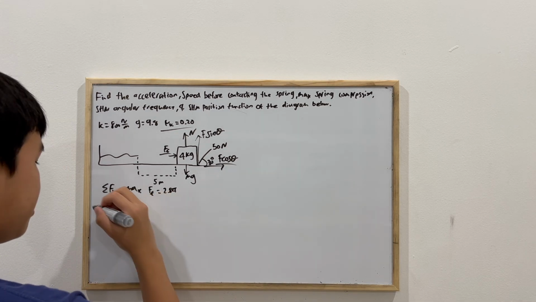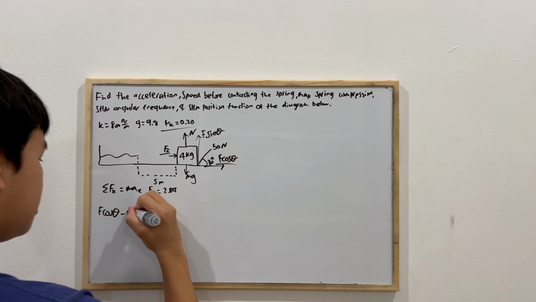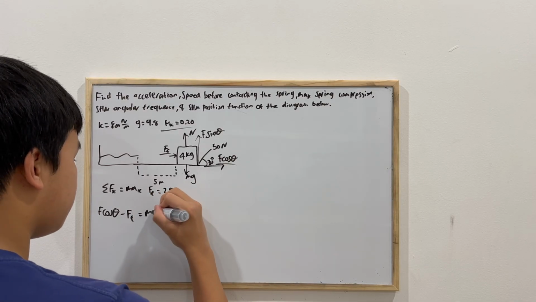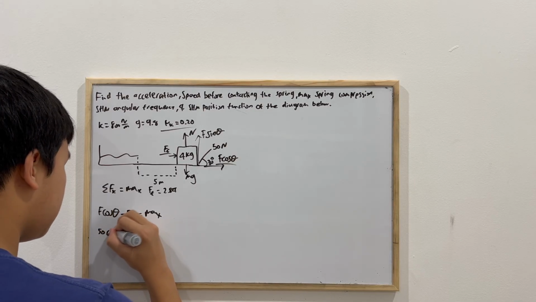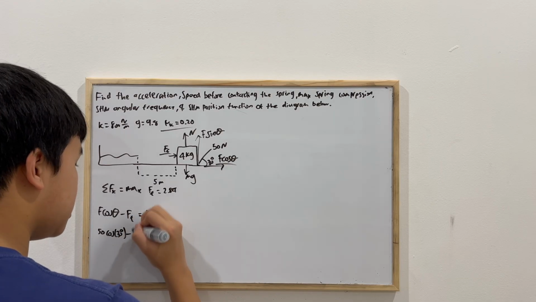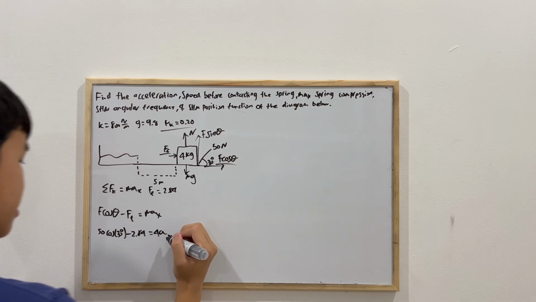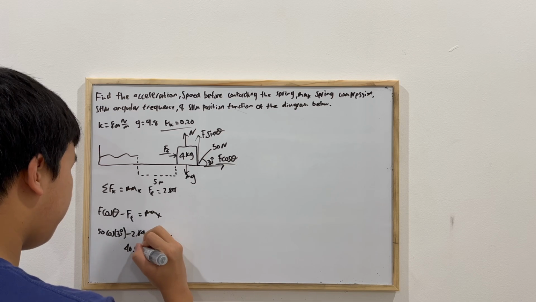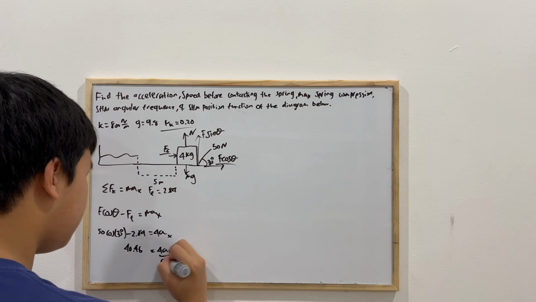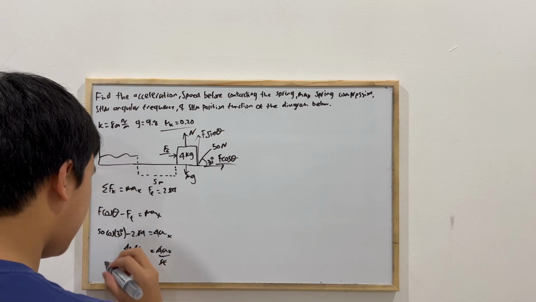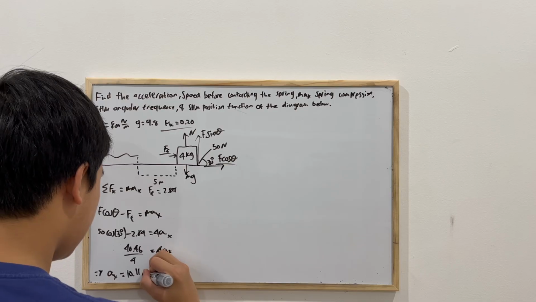Finding the acceleration is simple from here, because we have a net horizontal force of F cos theta minus the force of friction, because it's opposing, equals ma. So 50 cosine of 30 minus 2.84 equals our mass of the block, which is 4, times our acceleration. Here we get a net force of 40.46 newtons equals 4a. To find the horizontal acceleration, we just divide both sides by 4, which gives the horizontal acceleration as 10.11 meters per second squared.